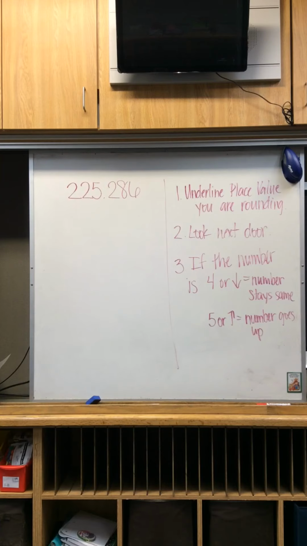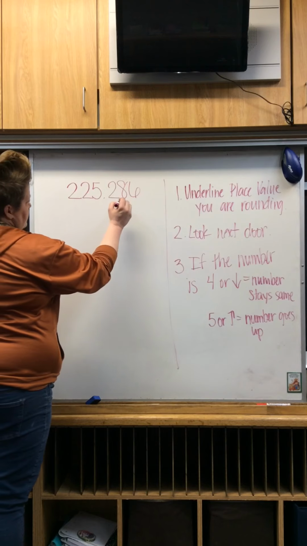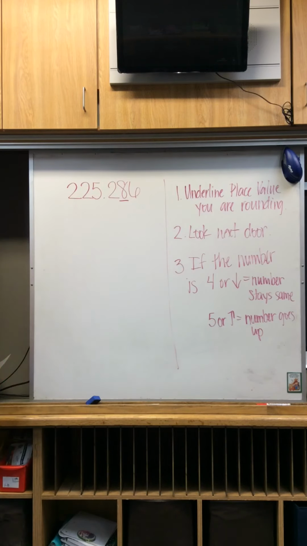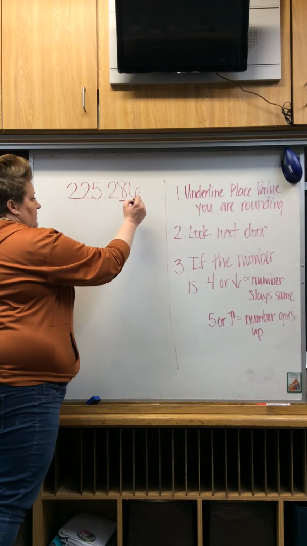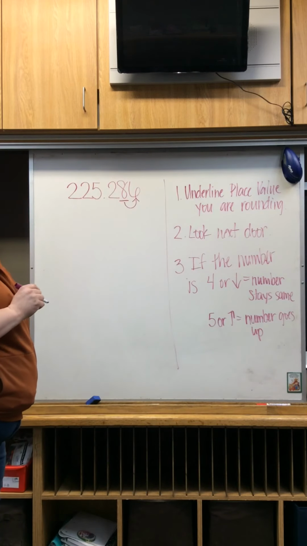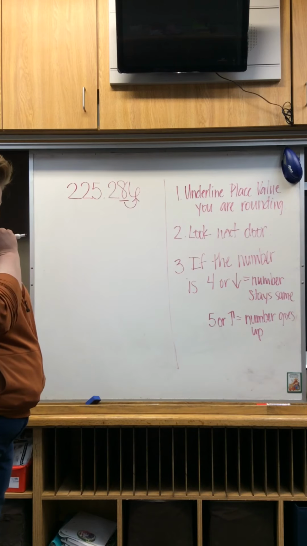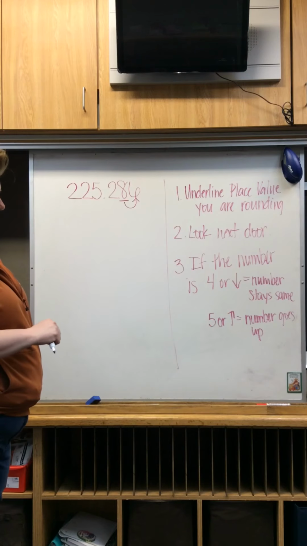225.286. And it wants us to round to the nearest hundredth, one, and 10. Okay, so hundredths. Number 1, the 8 is in the hundredths column. Okay, that's the number that we're rounding. So I'm going to look next door, and I'm going to look at the 6. And I'm going to say to myself, 6. Is 6 higher than 5 or lower than 4?